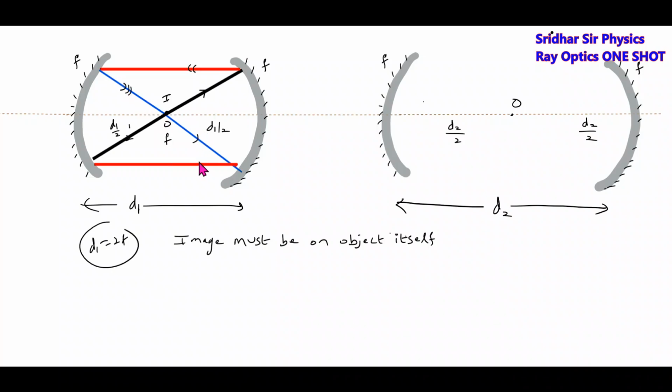Similarly, one ray you send like this. If the separation between the mirrors is 2f, then the image will be formed at the object itself. Similarly, I'll increase the separation further. Then if this is the center of curvature, then we know the ray will retrace the path. There's one more condition. If the ray passes through the center of curvature, it will retrace the path.